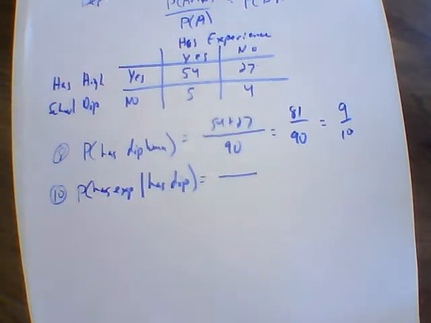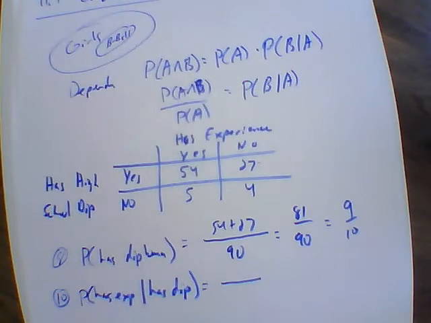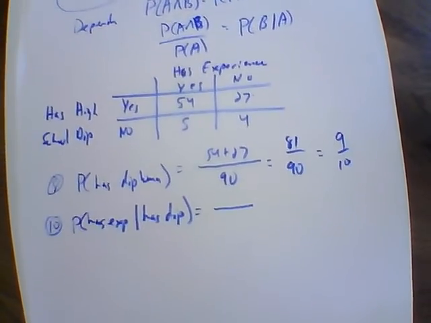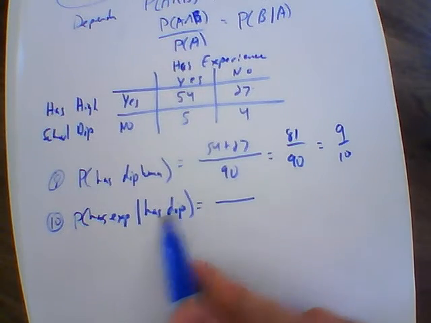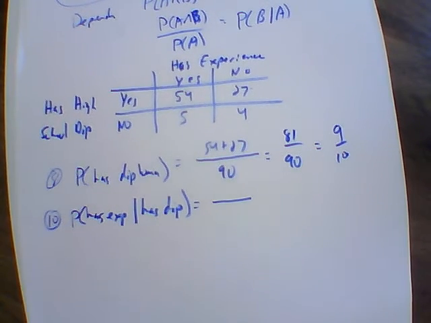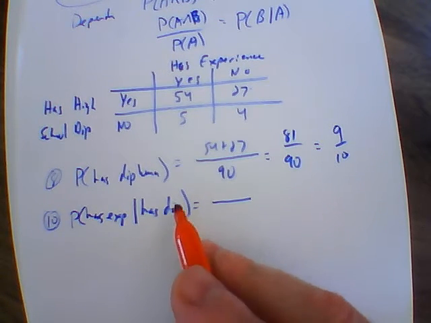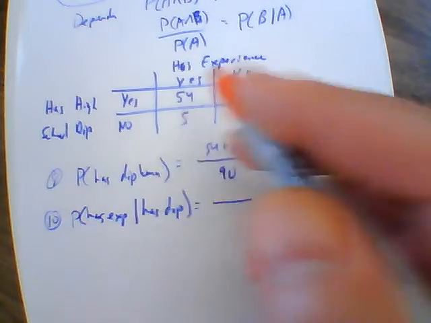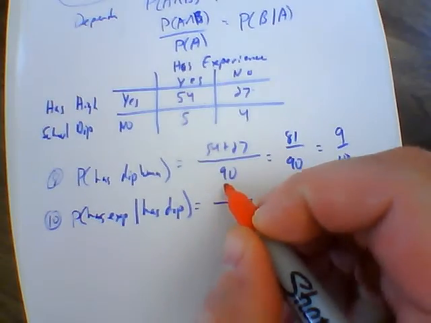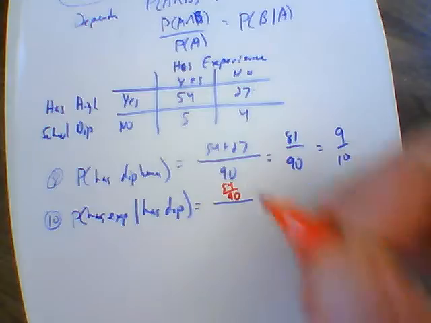Now, I'm going to relate the formula to this, which I did up here, and then I'm going to come back and show you a common sense way to think about it. So if we look at the probability that we have experience and a diploma. So if we have experience and a diploma, that is 54 out of 90.